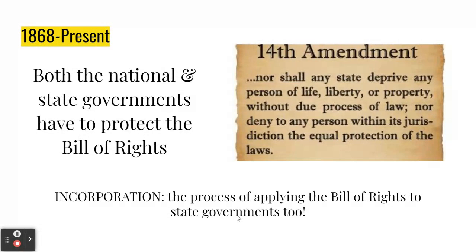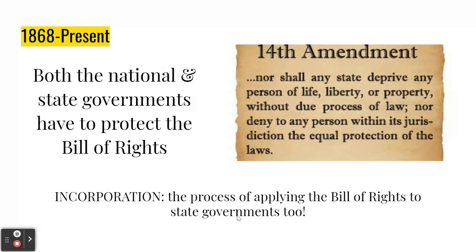In 1868, the 14th Amendment to the Constitution is ratified. And the 14th Amendment does a bunch of things that we're going to look at in this unit, but one of the parts of the 14th Amendment is called the Due Process Clause. It says that nor shall any state deprive any person of life, liberty, or property without due process of law. The Supreme Court interpreted that line as saying, okay, now, because of the wording of this amendment, the Bill of Rights applies to the state governments as well, and not just the national government like it always had to. Because the wording of this amendment says that states can't take away your life, your liberty, or your property without due process of law.